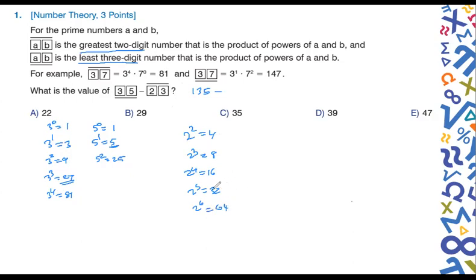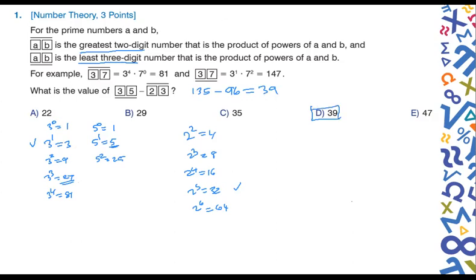And if I multiply some power of 2s and some power of 3s, I should be getting close to 100 because I'd like to get the largest two-digit number. So it looks like if I multiply 3 by 32, which is 96, that is the largest I can get. And the difference between these two, 96 is 39 more than 57, so that would be my answer choice D.